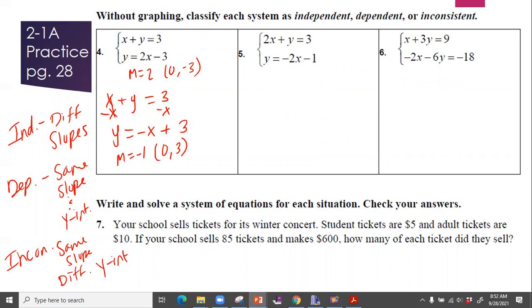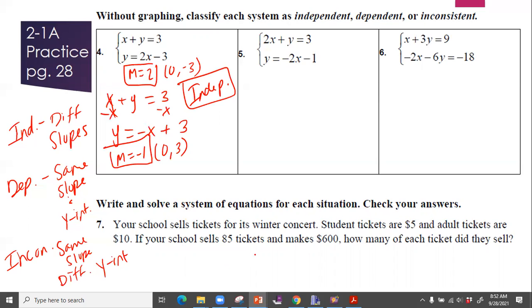Which one of these descriptions does it fit? The slopes are different, so therefore it's what? Independent. Okay, so that's how you classify. Questions on classifying?